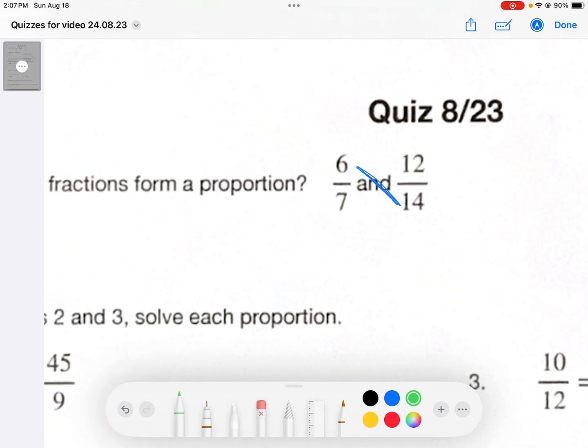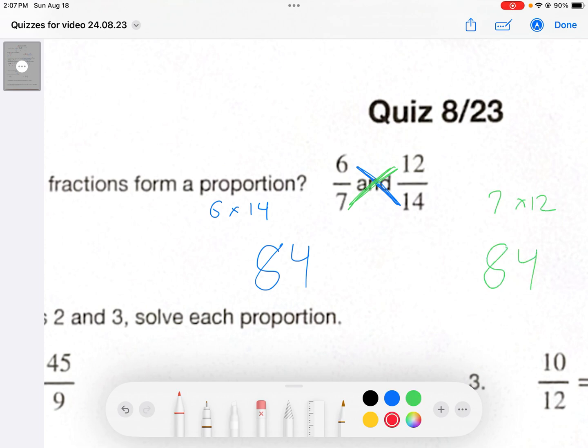I'm going to look at my diagonals, 6 and 14, 7 and 12. If I multiply 6 times 14, I get 84. Then, on the green diagonal, if I multiply 7 times 12, I also get 84. This is what I'm looking for. If my two diagonals give me the same thing, then I know that the two fractions are equal and they form a proportion. So my answer for number 1 on the quiz is yes.